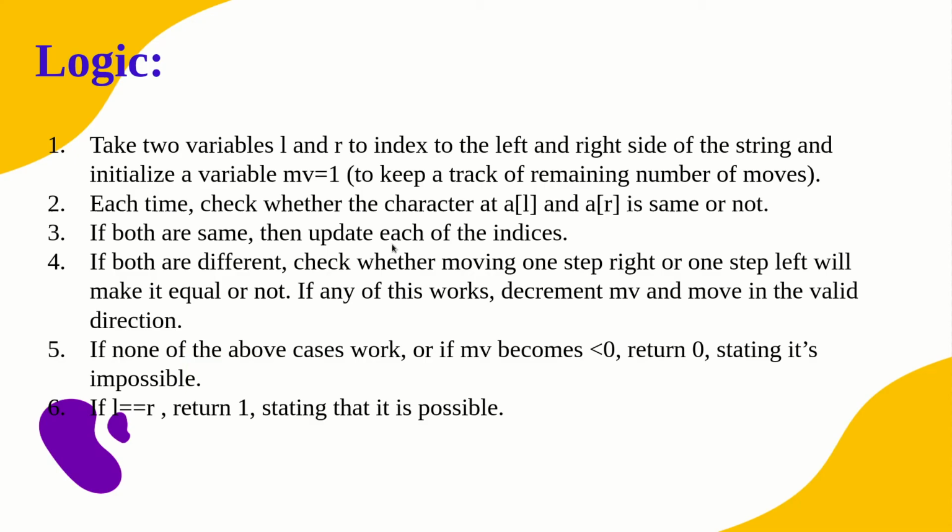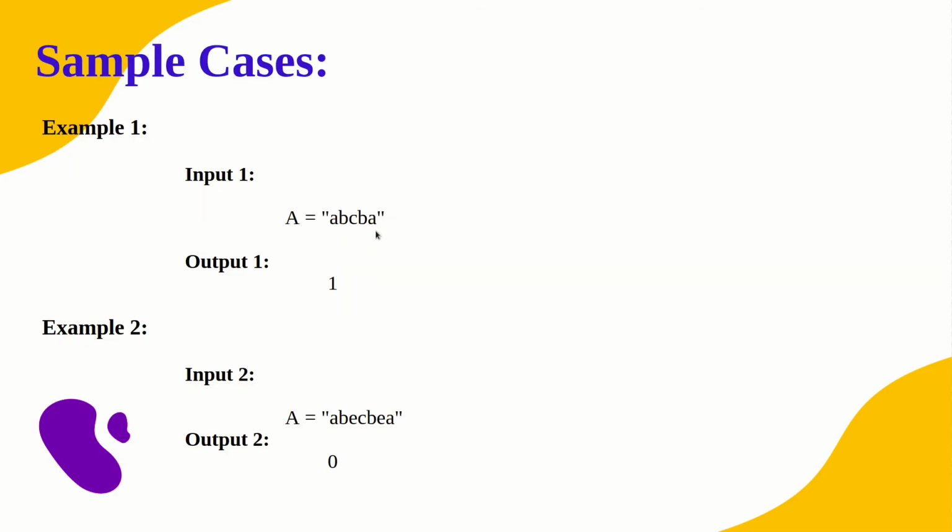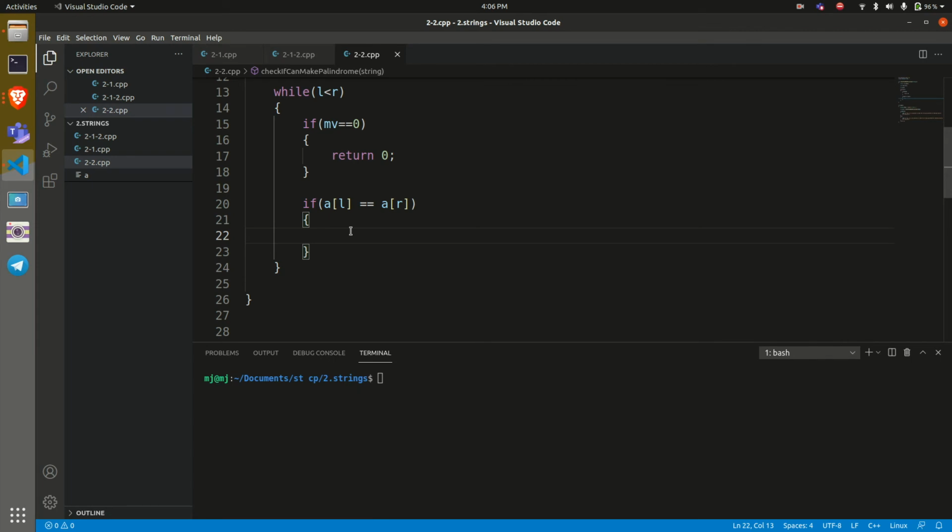then don't do anything, just update the pointers. Why? Because this matches with this, so there is no need to remove any character. We can just move ahead with the string. So just pause it for a while and think how you will update both the indices L and R, and then you can resume with this video.